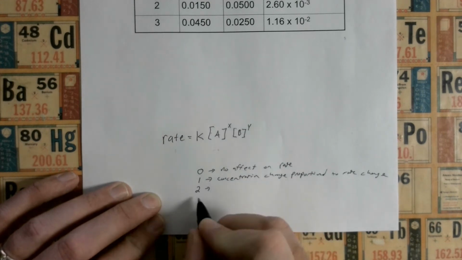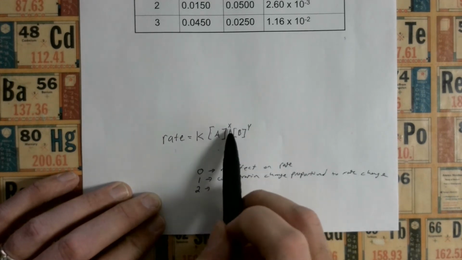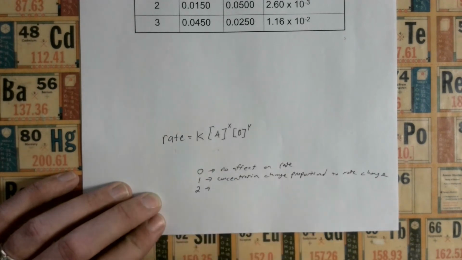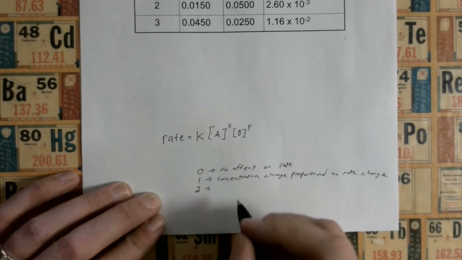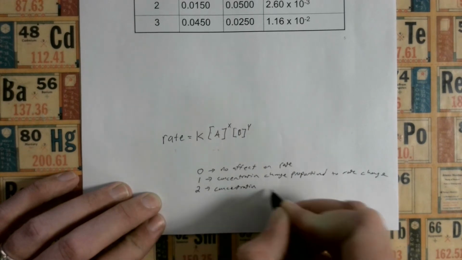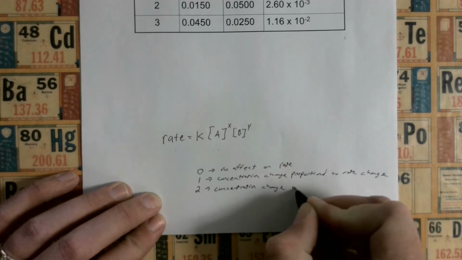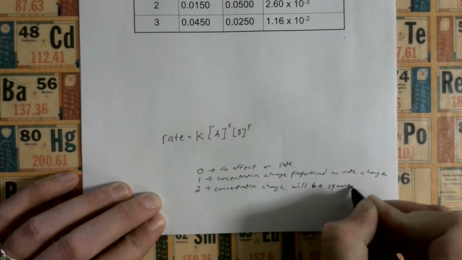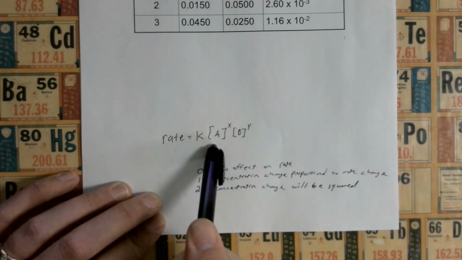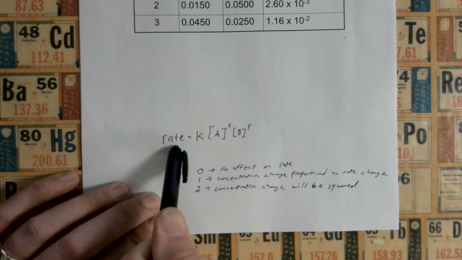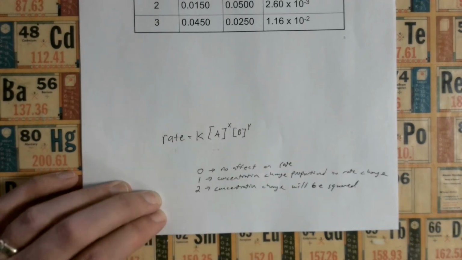Now, if it's a second order, so if this x or this y is 2, that means that I'm going to square whatever change. The concentration change will be squared, and therefore if I double A and then raise it to the second power, that's like quadrupling the rate. Okay, again, if it's second order.